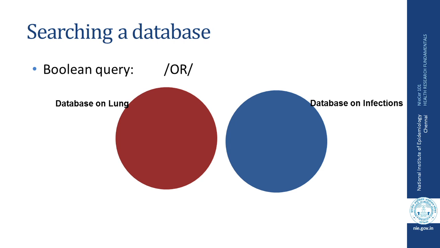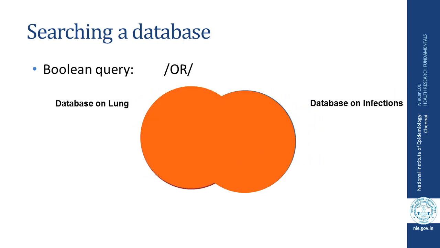Whereas when I am putting a query about lung or infections, what it gathers is the information about the entire items on lung, the entire items on infections, and even the items which are common, that is lung and infection, which is lung infections. So, we get a huge set of search results when you put a query called lung or infections.